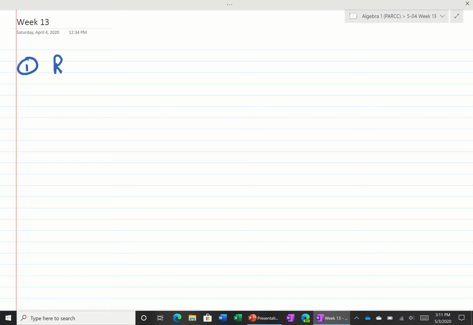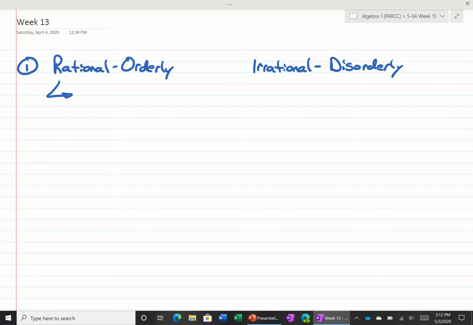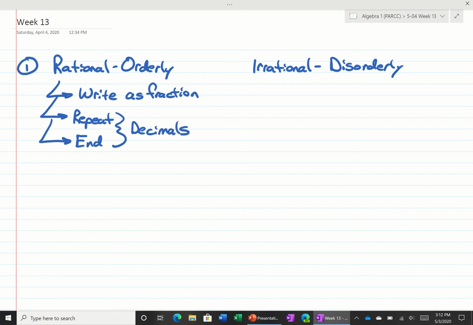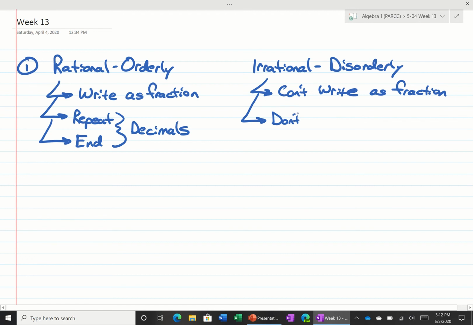So you have to try to remember what those words mean. Rational, you could think of as orderly. Irrational, you could think of as disorderly. More specifically, rational numbers you could write as a fraction, as decimals, they repeat, or they terminate, or they end. Irrational numbers you can't write as a fraction. And as decimals, they don't repeat, and they also don't end.